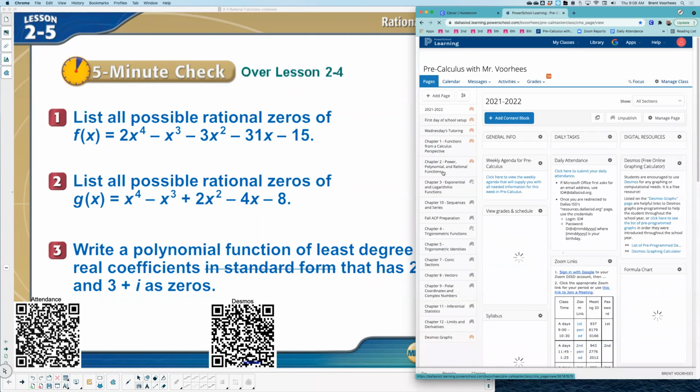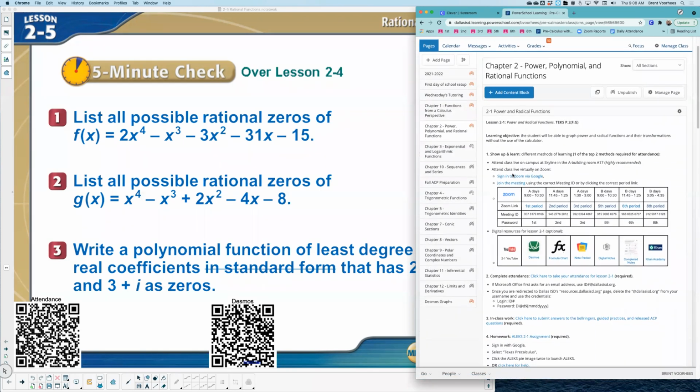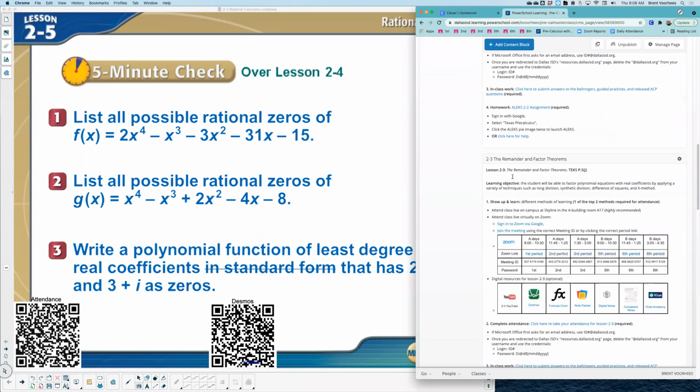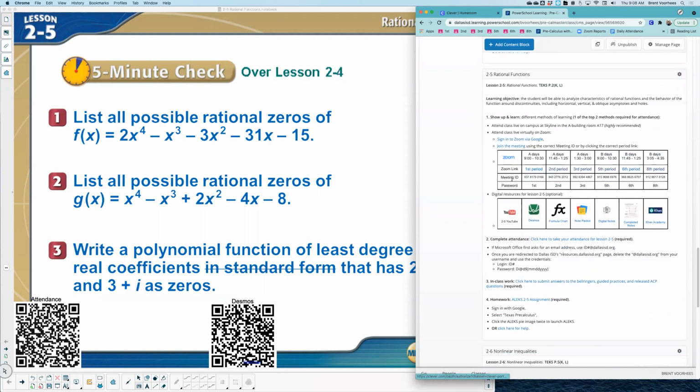From here, I'm going down to chapter 2 because it's 2.5. That's what that means. Down to lesson 5. You'll notice at 2.5, there's only one more lesson in chapter 2, and we will have completed chapter 2.